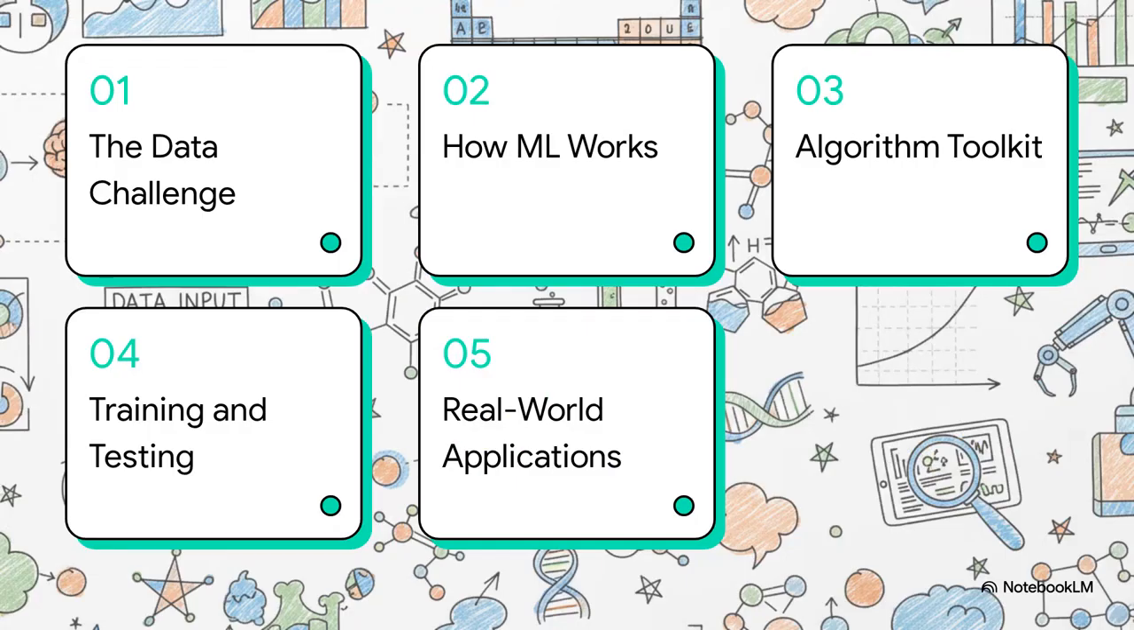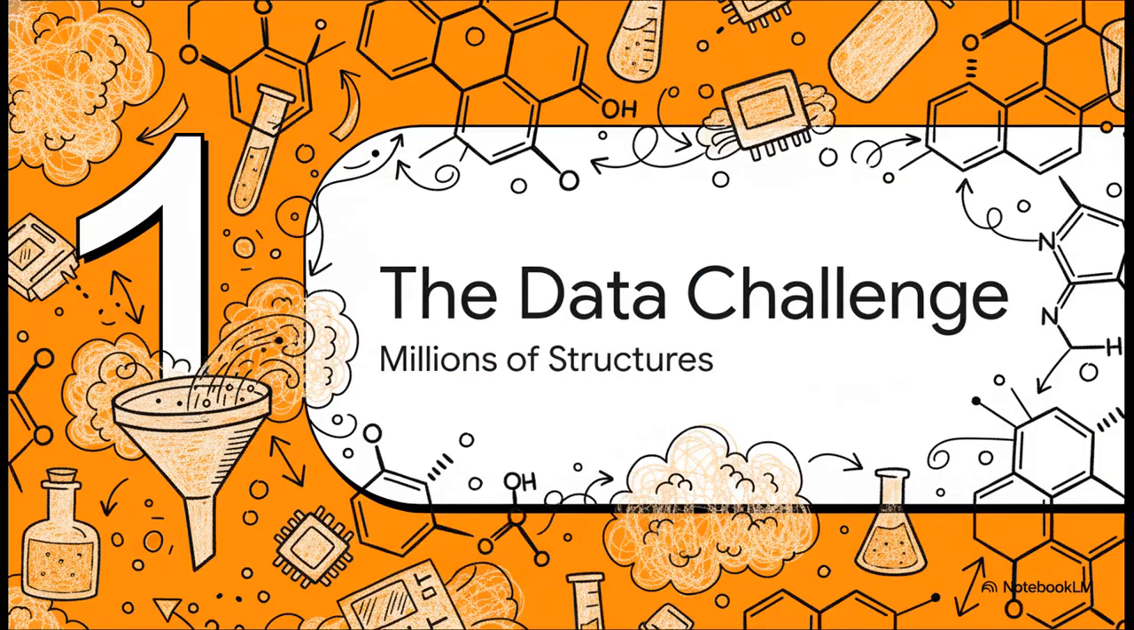So here is our roadmap for today. 1. The chemistry data challenge. 2. How machine learning actually works. 3. The chemist's algorithm toolkit. 4. Training and testing those models. And finally, 5. Real-world chemistry applications. Let's jump right in. Starting off with Section 1, the chemistry data challenge.